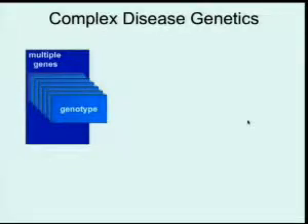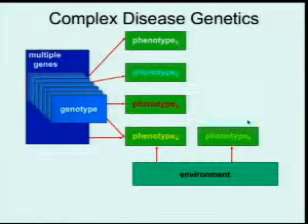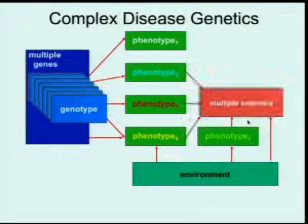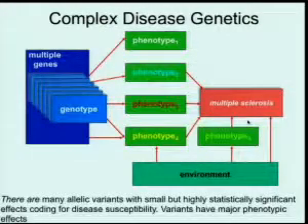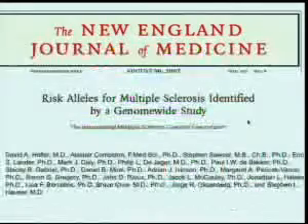The common diseases are caused by multiple genes, each genotype having a very small effect. However, the phenotype of the genotype, that is, the closer you are to the actual function of a genotype, can be quite powerful. And I'll show you some of those data in a moment. These clearly interact with the environment, leading to the disease. So there are many allelic variants coding for disease susceptibility with small but highly statistically significant effects, because we examine many patients. Though again, the variants can have a very major phenotypic effect.